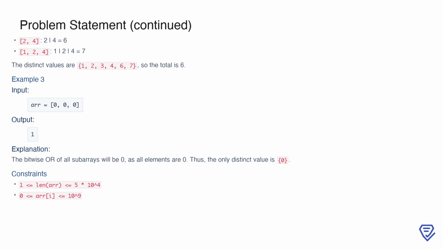Another scenario to consider is when all elements are 0, such as ARR equals 0, 0, 0. Here, no matter the size of the subarray, the bitwise OR will always be 0. Therefore, the only distinct value is 0, and the output is 1. These examples illustrate how the problem is solved by evaluating every subarray and identifying the unique OR values they produce.